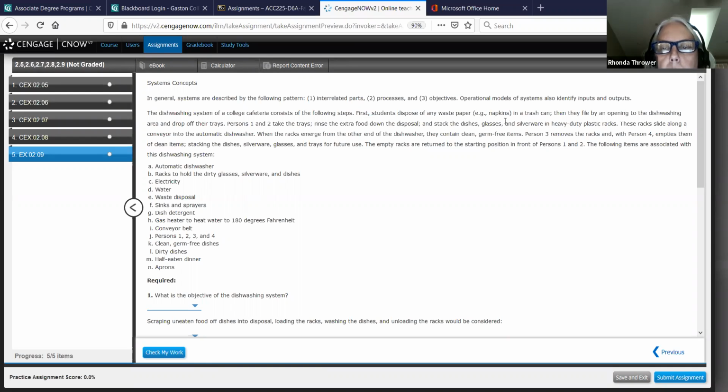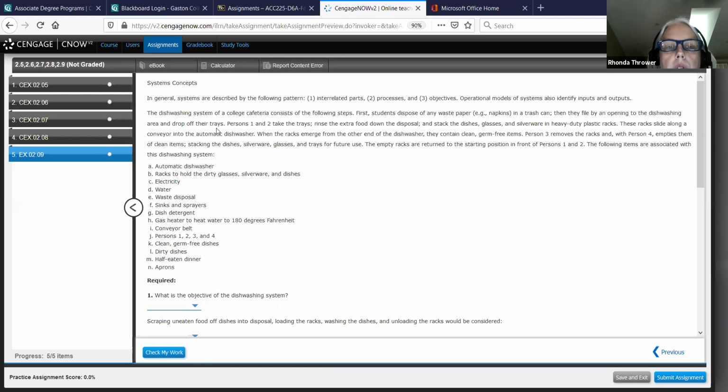They will dispose of it in a trash can. So if this is a college cafeteria, if you can imagine, when the students are finished with their food, they'll bring back their plates and their napkins and things on a tray. And the students will dispose of any paper in the trash can. And then they file by an opening system to the dishwashing area and drop off their trays.